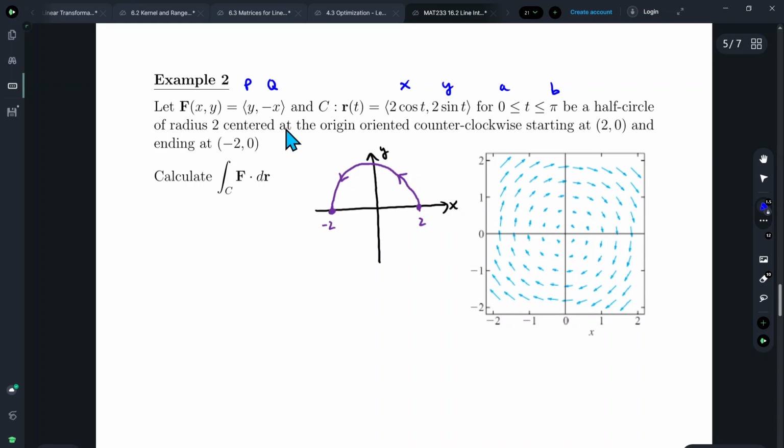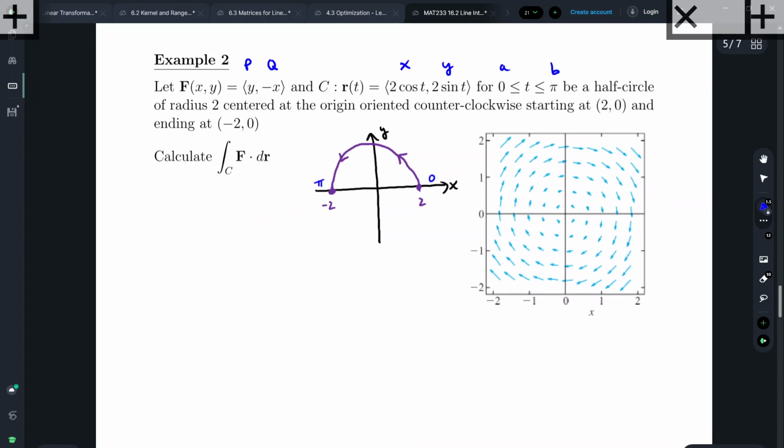The curve that we're integrating over is a half circle of radius 2 centered at the origin, starting at the point 2 comma 0 and ending at the point negative 2 comma 0. So it's shown here in purple. So starting at this point and going around in this direction and ending at this point here. And it's only a half circle because the parameter t only goes between 0 and pi, right? So 0 to pi.